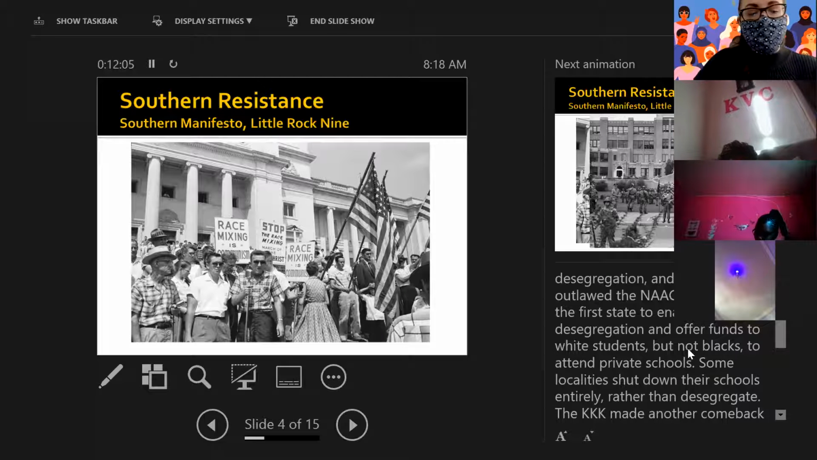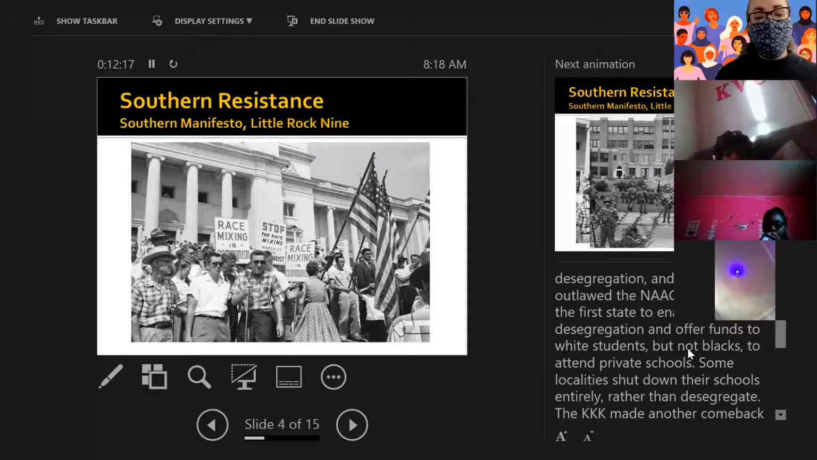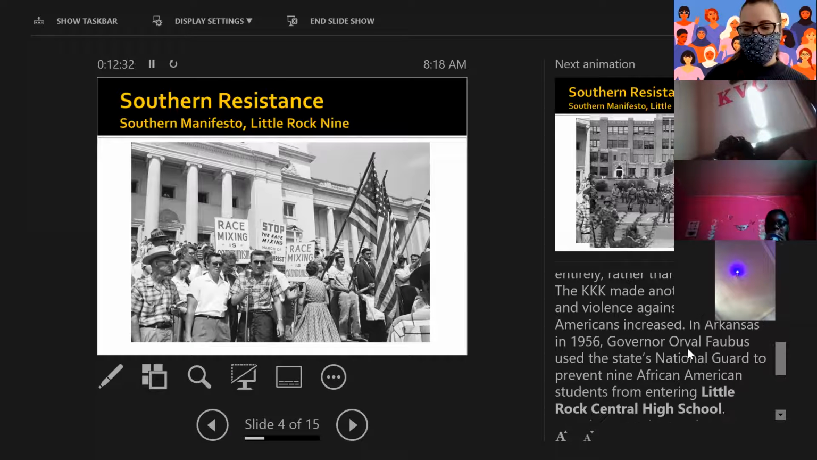You also have states putting up statewide resistance to desegregation. For example, in Virginia, white students would be given money to attend private schools, which could be segregated, because again, only public schools were desegregated. Some Southern states even outlawed having the NAACP.